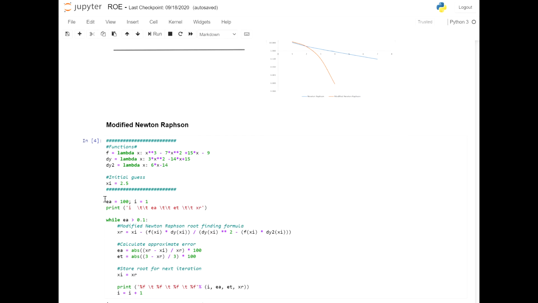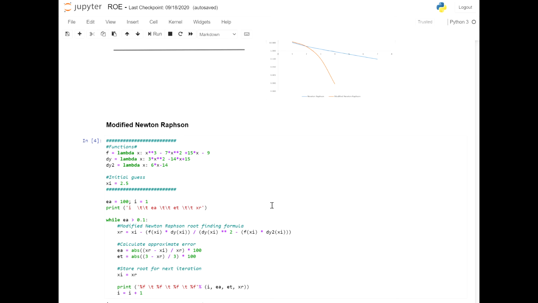Here we have initializing the a at 100. This is the application starts at 1. This is the header that I've explained before. And also, this is all the same. We get the et before we go to the next iteration, store the root for the next iteration, and also update the application, in this case, the modified Newton-Raphson.